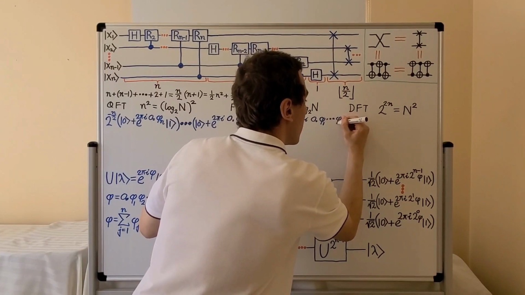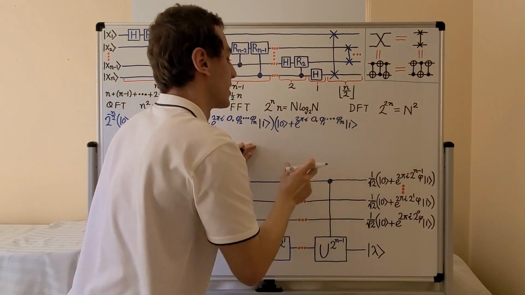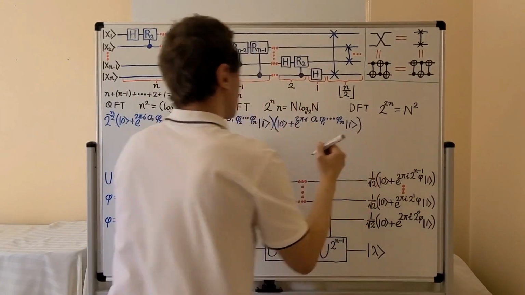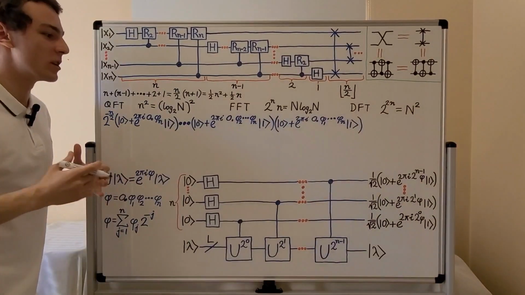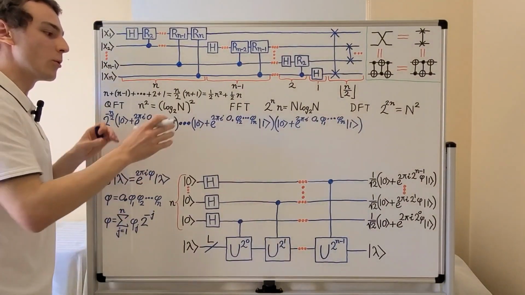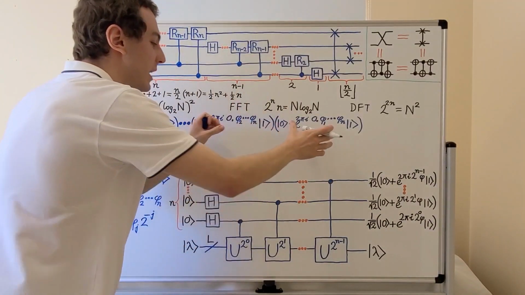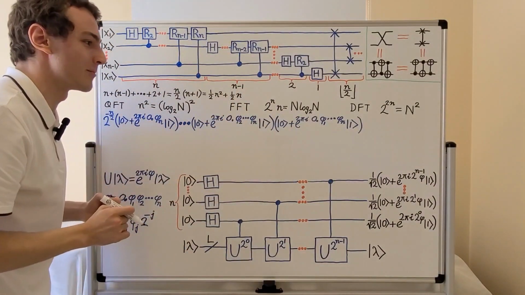All the way up to phi n. And this is the phase factor that we have over here. So what we've actually got is the result of applying the quantum Fourier transform. So we can apply the inverse quantum Fourier transform to extract the original state.